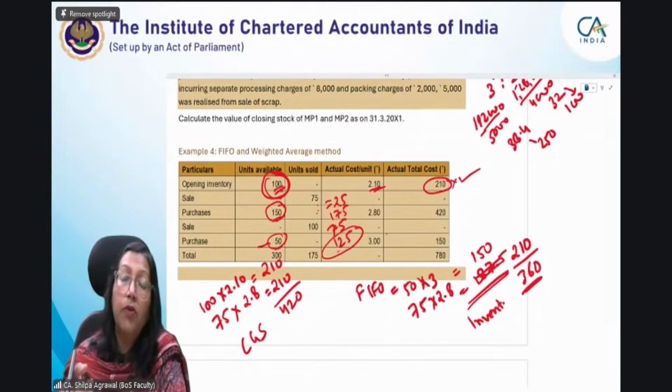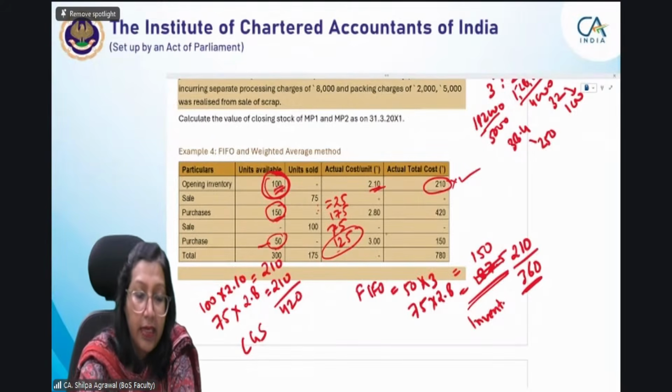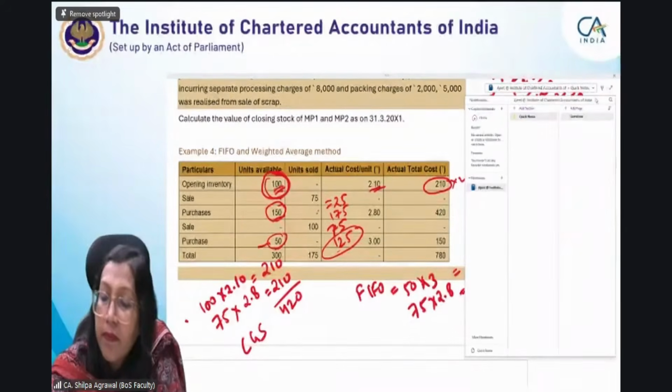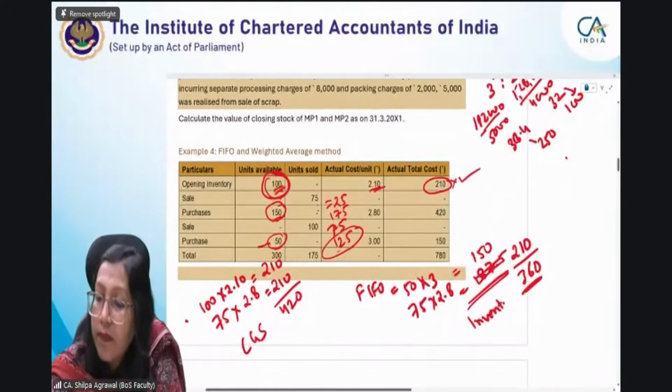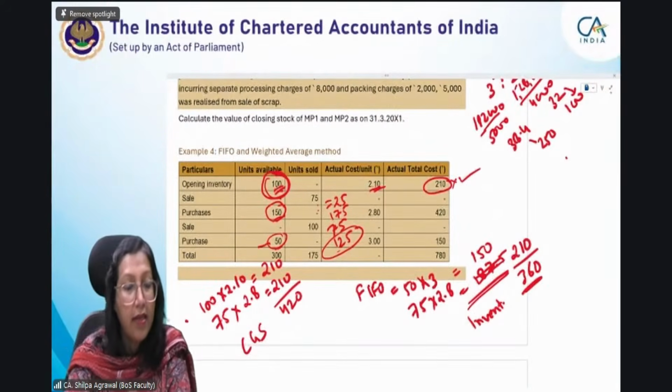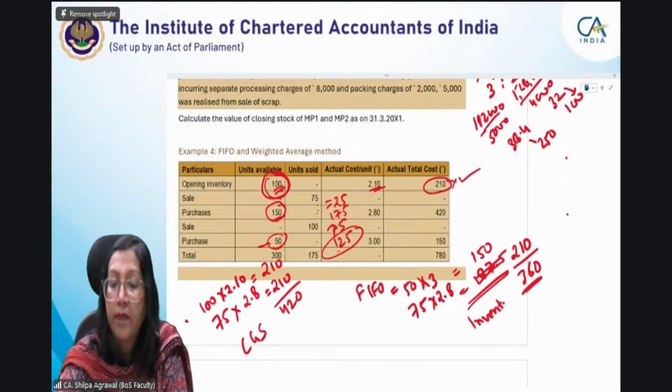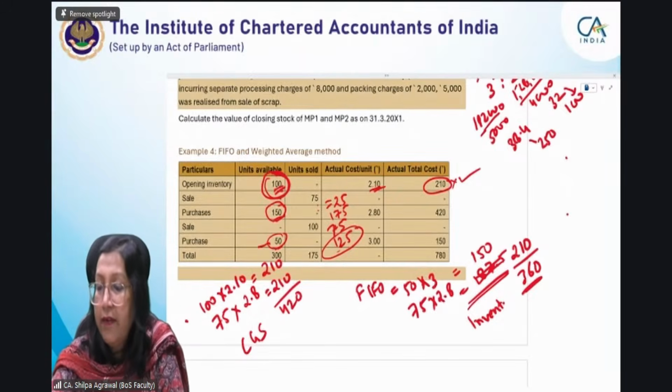Now when we come to weighted average method, what will be your accounting? Let me just delete it first. इसमें इरेजर नहीं आता धर्मेंद्र, यहाँ पीडीएफ में। चलो, we'll see here, we will try to do it here.